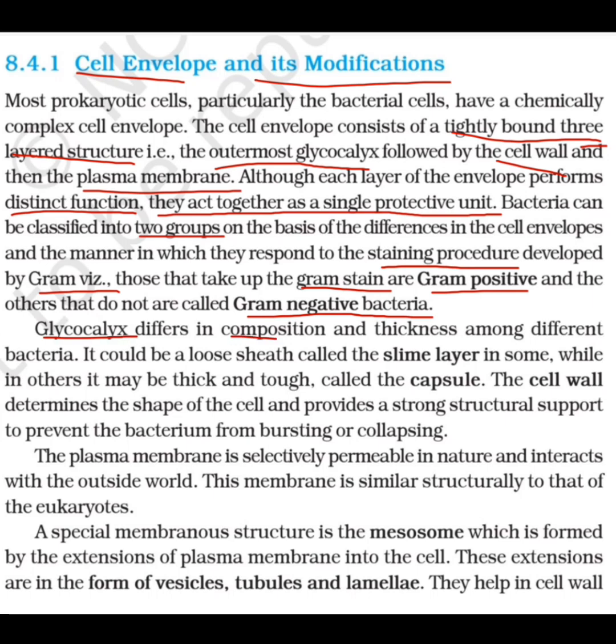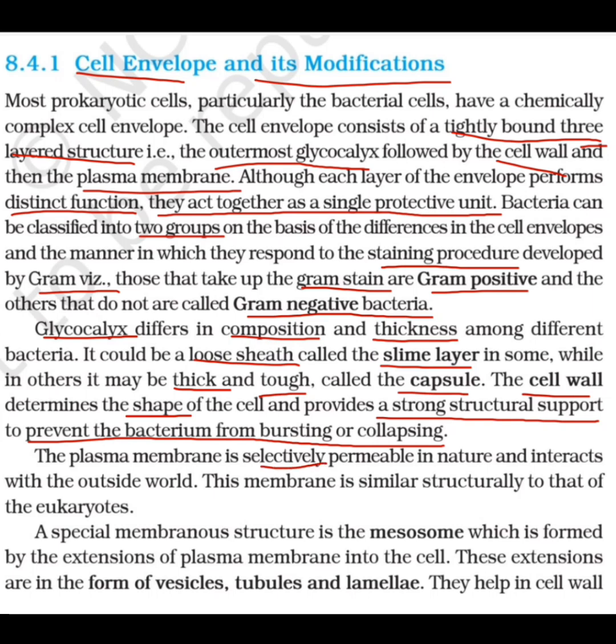Glycocalyx differs in composition and thickness among different bacteria. It could be a loose sheath called the slime layer in some, while in others it may be thick and tough, called the capsule. The cell wall determines the shape of the cell and provides strong structural support to prevent the bacterium from bursting or collapsing. Plasma membrane is selectively permeable in nature and interacts with the outside world.